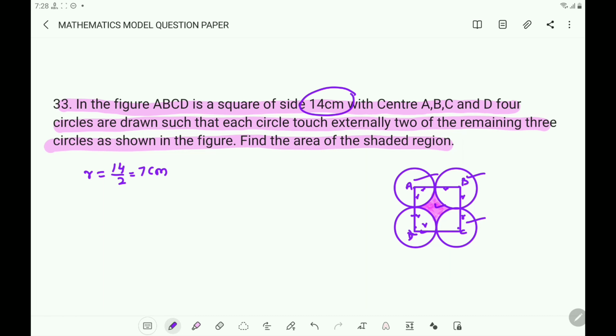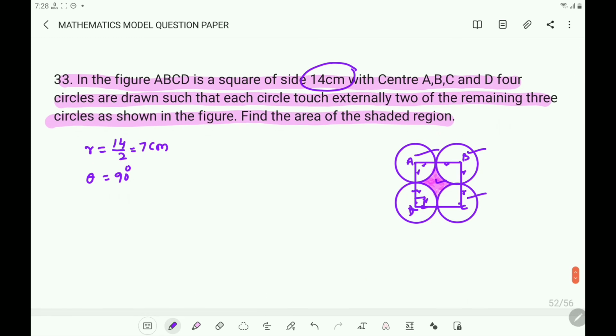And ABCD is a square. All angles are of measure 90 degree. As ABCD is a square, the measurement of each angle of the square is 90 degree. Therefore, all sectors are equal as they have the same radii and angles. So, all the sectors are equal. And here you have to take angle theta equal to 90 degree, since it is a part of a square. Then what is the formula for the area of sector?